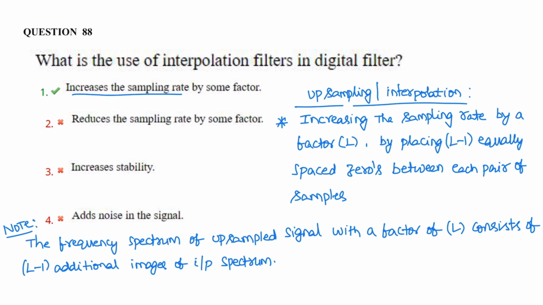The frequency spectrum of the upsampled or interpolated signal with a factor of L consists of L minus 1 additional images of the input spectrum. These L minus 1 images are due to the addition of L minus 1 zeros between successive samples. That is, inserting L minus 1 zeros between successive samples results in a signal whose spectrum is an L-fold repetition of the input signal spectrum.